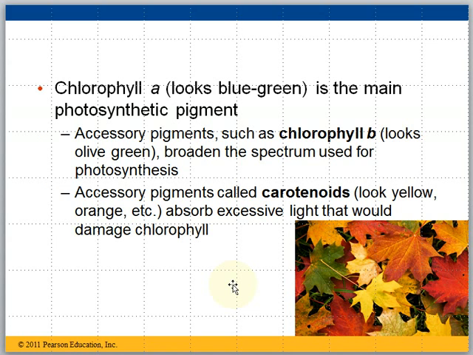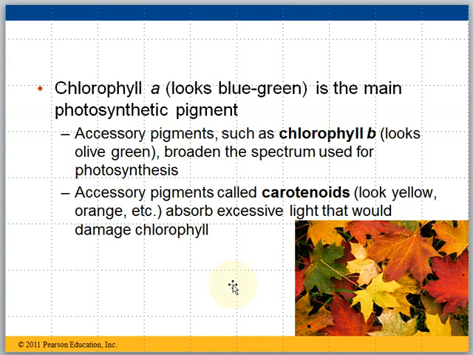There's also some what we call accessory pigments. One of them is called chlorophyll B, and it's more of an olive green color to our eyes. It helps allow the plant to capture more light energy and use it more effectively. And there's also some other accessory pigments that we don't often see, except usually in the fall. These are called carotenoids, and they're going to range from yellow, orange, red types of colors.